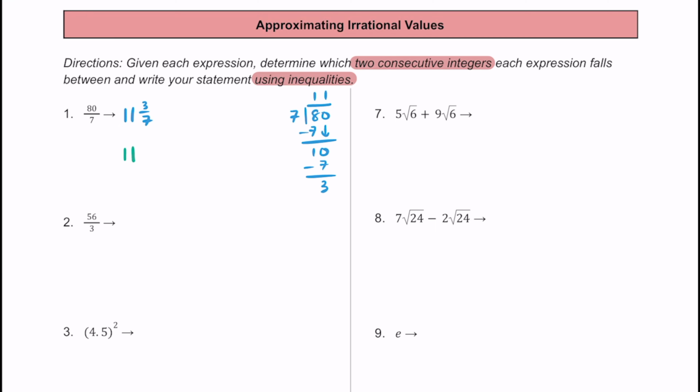So 11 is going to be on the smaller side. That's going to be less than the 80/7 that we had initially. And this is going to be less than 12, right? So these are the two integers that the original expression or value was sandwiched in between.